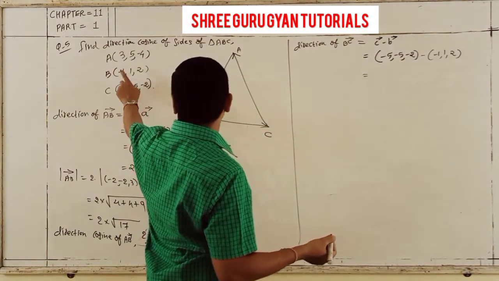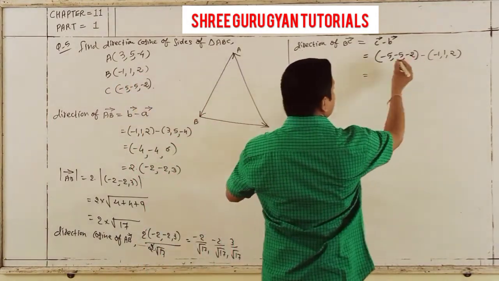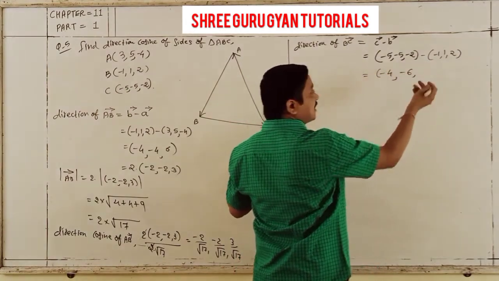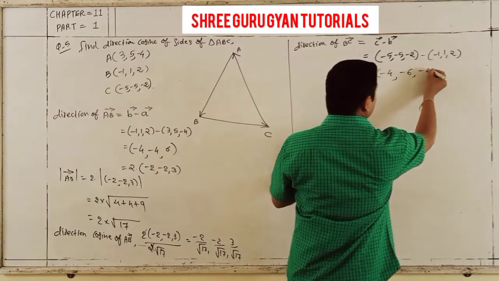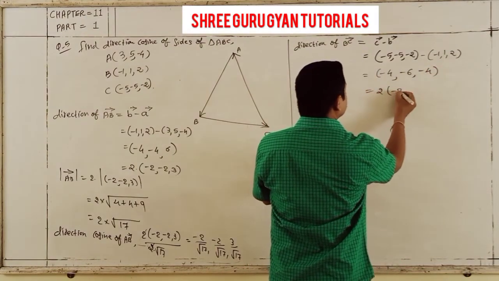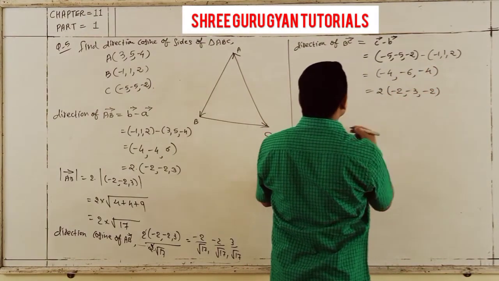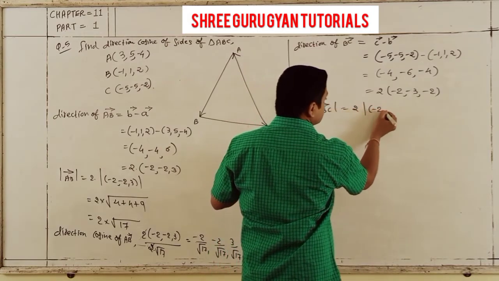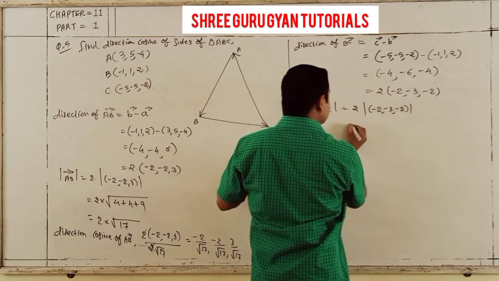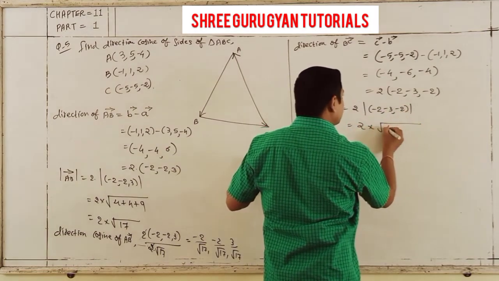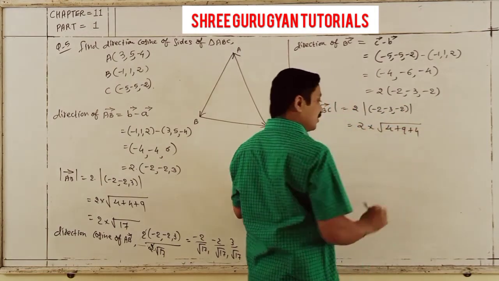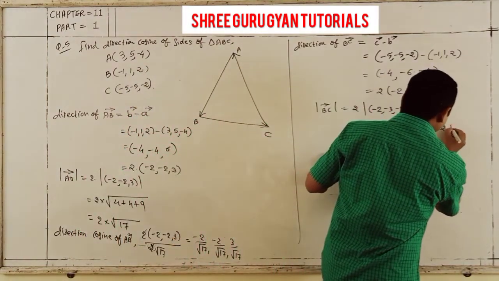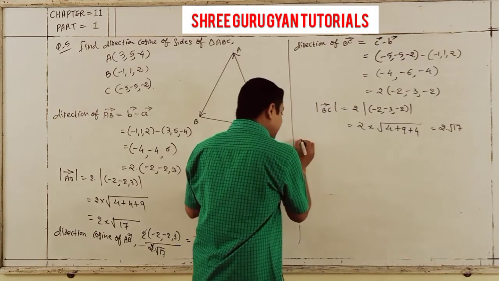And my answer is C minus B. Minus 5, minus 5, minus 2, minus 1, 1 and 2. So here minus 4, minus 5, minus 1, minus 6. And minus 2, minus 2, minus 4, 2 common. And take down to modulus 2, modulus. And answer, it is 4, 9, 4. Again 8 and 9 is 17. So 2 root 17.